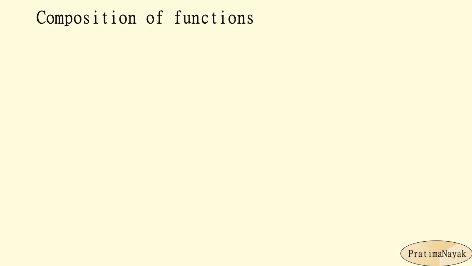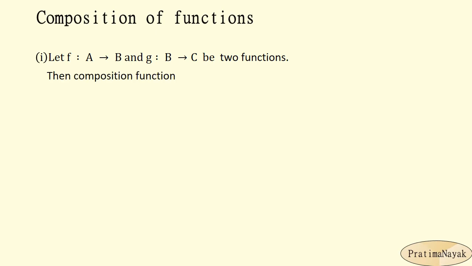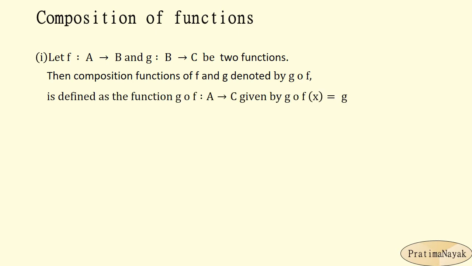Let us learn some more facts about composition of functions. Let f be defined from A to B and g be defined from B to C, two functions. Then the composition of f and g, denoted by g o f, is defined as the function g of f from A to C given by (g o f)(x) equals g(f(x)) for x belonging to A.